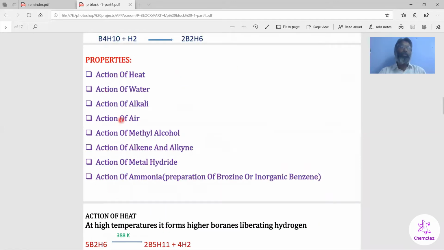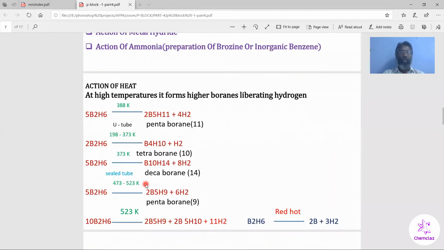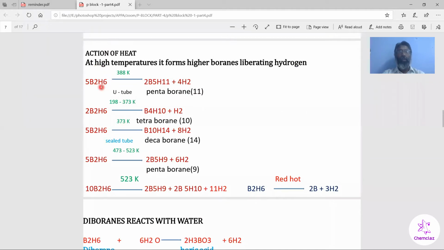The next topic is properties of diborane: action of heat, action of water, action of alkali solution, action of air, action of methyl alcohol, action of alkene and alkyne, action of metal hydride, action of ammonia. First, action of heat. Diborane at high temperature gives higher borane compounds along with hydrogen. The product depends on the ratio of reactants and the conditions, so we get different borane compounds.